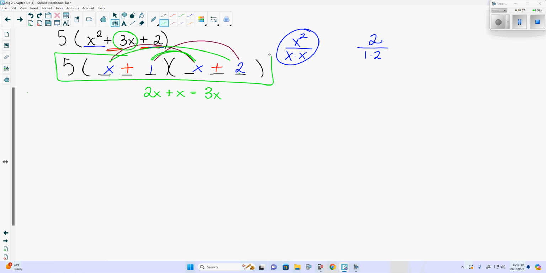Now, since that gave us the correct middle term, this factored is 5 times x plus 1 times x plus 2. And that's it. Questions on this? We're ready for the next one.